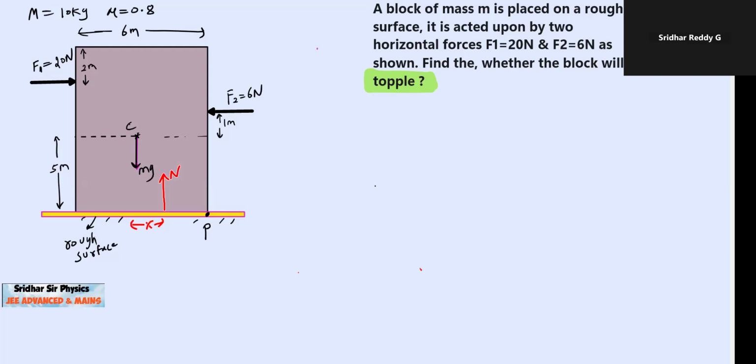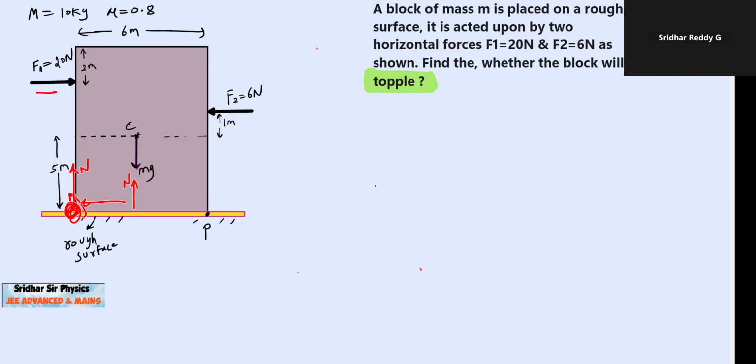Next question comes: sir, on what basis do you say that it will shift towards the right? You have to check for the tendency of the block. If the block has the ability to topple about point P, the normal reaction will shift, and the maximum displacement of the normal reaction will be 3 meters. If the block has a tendency to topple about this other point, then the normal reaction will shift in this direction, and it will topple about this particular point.